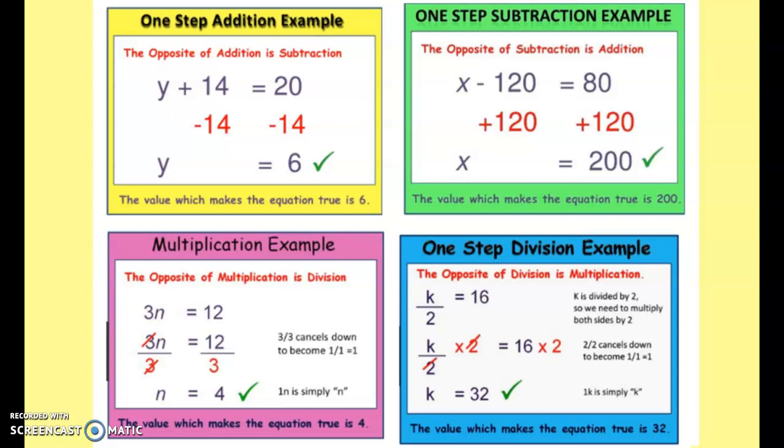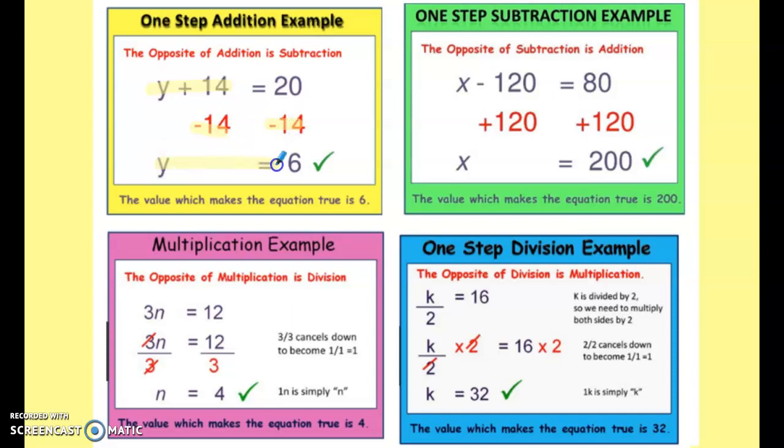Right, guys, so today we're going to continue working on one-step equations. On the screen here, you see the four basic examples of one-step equations. In the yellow box here is an example of a mystery number plus 14. We have addition going on with our variable. So to undo it, the opposite of addition is subtraction. So we subtract on both sides.